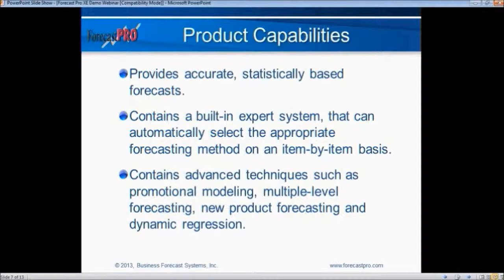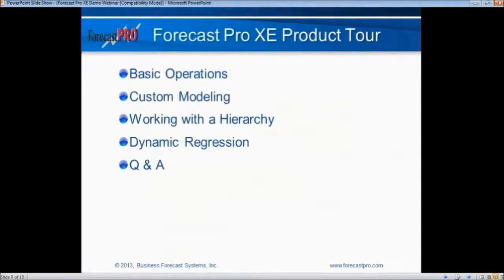If you want to go beyond expert selection and automatic forecasting, there's a whole array of different forecasting methods that are implemented, and these include advanced methods such as promotional modeling. We use something called event modeling, dealing with multiple level hierarchies. So if I've got different ways to organize my data, we can view it and forecast it. There are new product forecasting methods, and as I mentioned before, there's also dynamic regression. So lots and lots of forecasting capabilities.